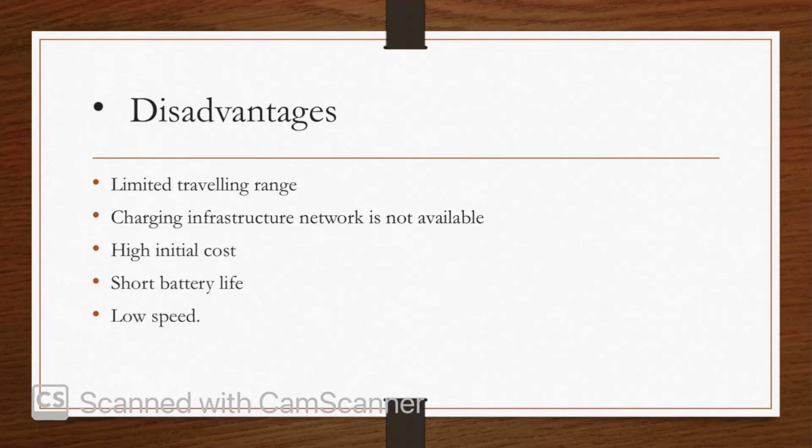Now we will move towards the disadvantages of electric vehicle. Electric vehicles have limited traveling range. Then the charging infrastructure is not developed in the village areas. Then the initial cost of the electric vehicle is high due to high manufacturing cost of battery. Then battery has short lifespan.